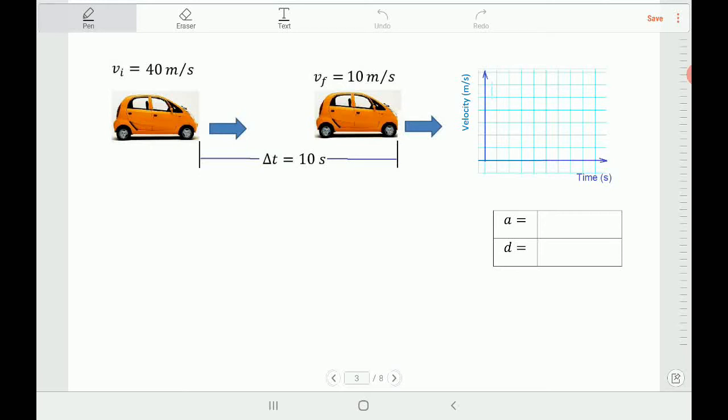Okay, now when you look at this problem, that's the initial velocity, and this is the final velocity, and this is the time taken by the car. So I'd like to sketch it. At time equals 0, the initial velocity was 40. 10, 20, 30, 40. That's 40 at 0. And after 10 seconds, say 2, 4, 6, 8, 10 seconds, the final velocity is equal to 10, just the first square. And then you connect. That's our velocity time curve.